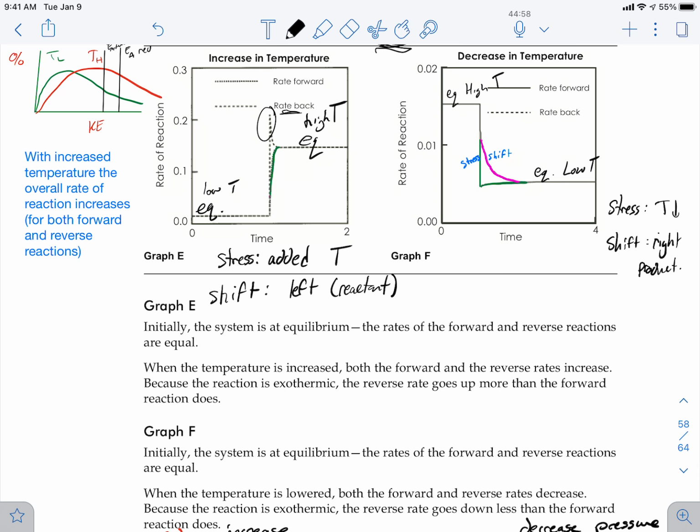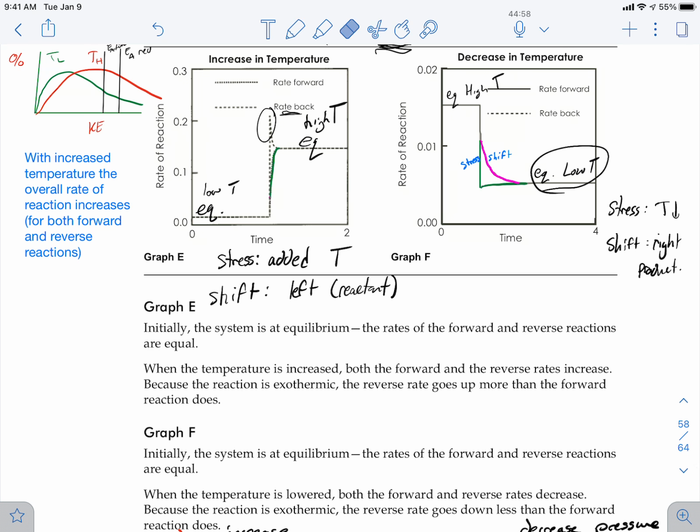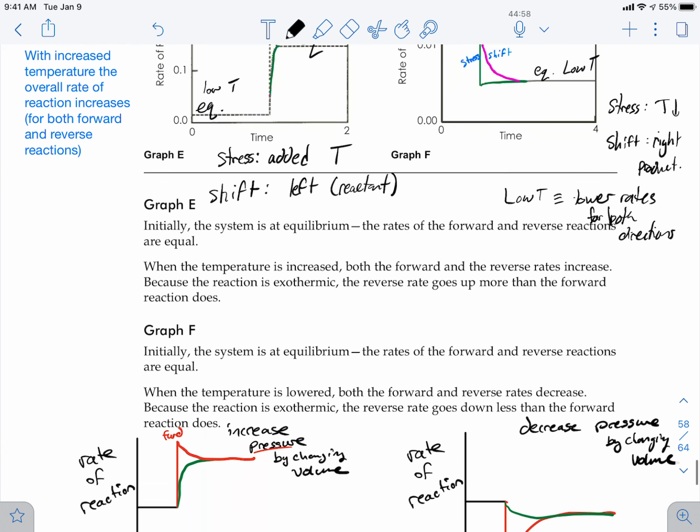And notice again that because you are at a lower temperature, the new equilibrium, the low temperature equilibrium, is always lower in terms of rate. So lower rate overall, low T equals lower rates for both directions. And I believe I said increased temperature on the other side is overall increase rate.